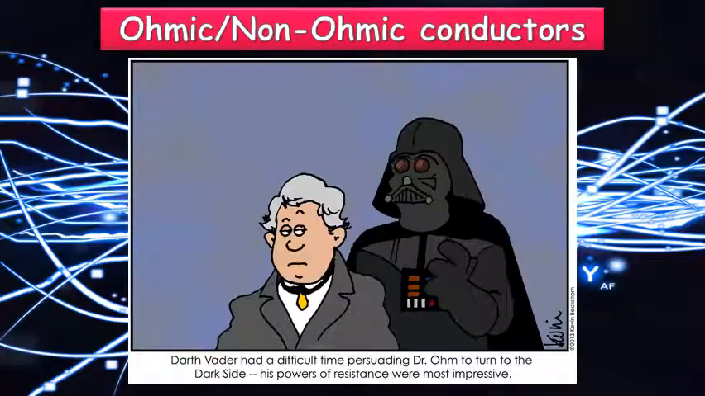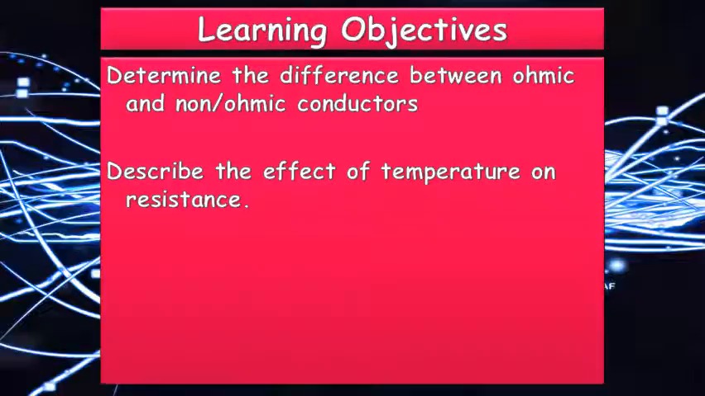So welcome to the second part on resistors. Last lesson we focused on ohmic resistors. This lesson we're going to focus on non-ohmic conductors. The learning objectives for today, there's going to be two of them: to determine the difference between ohmic and non-ohmic conductors / resistors, and describe the effect of temperature on resistance.